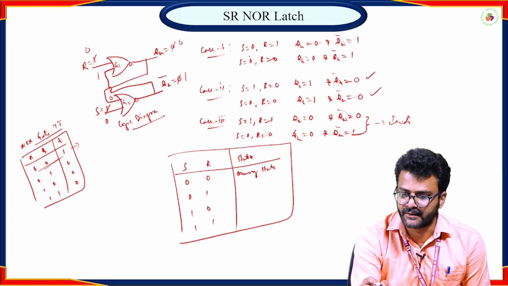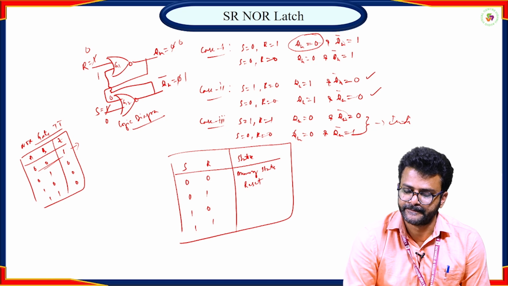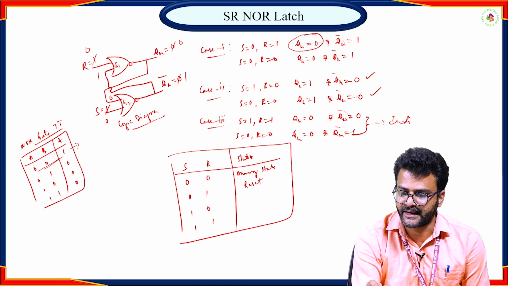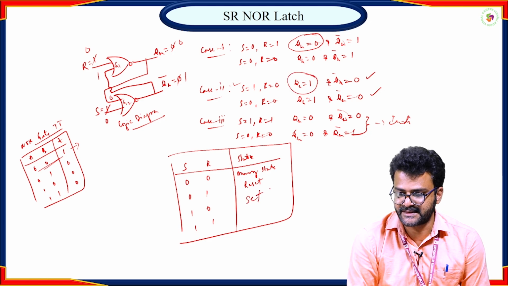And when S value is equal to 0 and R is equal to 1, if you observe here, the value we have is 0, so we call it the reset state. And when S value is equal to 1 and R value is equal to 0, the next state value you are going to get is 1. So that's why we call it the set state.